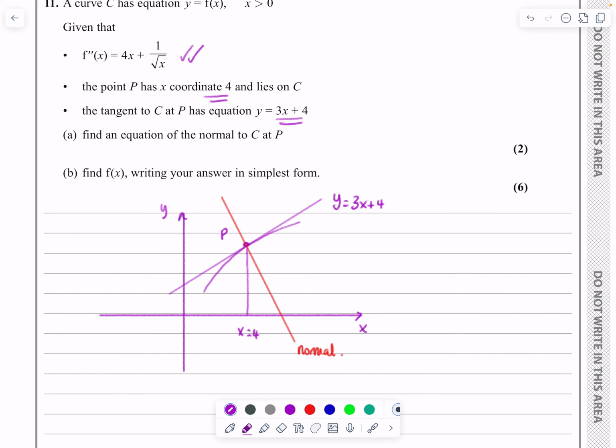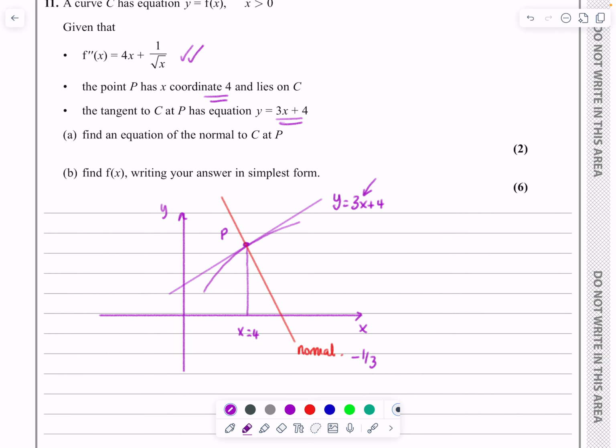If I want to work out the equation of that red line, if I want to work out the equation of this normal, I need a point on the line. Well, yeah, P would be a point on the line. And I need the gradient. Well, I could work out the gradient because I know the gradient of this one is 3. I can see that from the graph. If the gradient of that one's 3, then the gradient of the normal is going to be minus 1 over 3. So I've got the gradient.